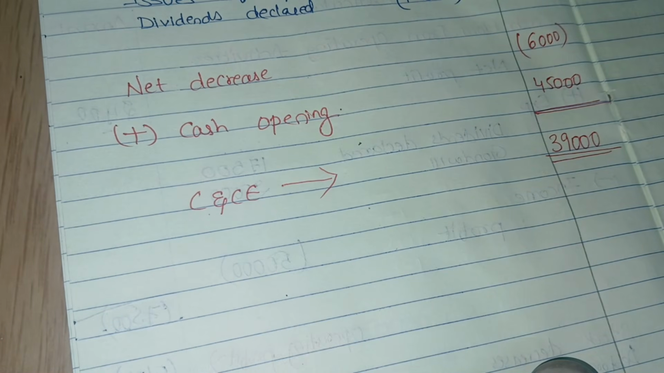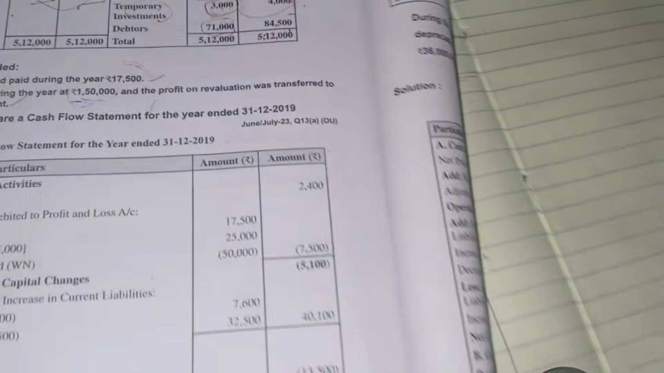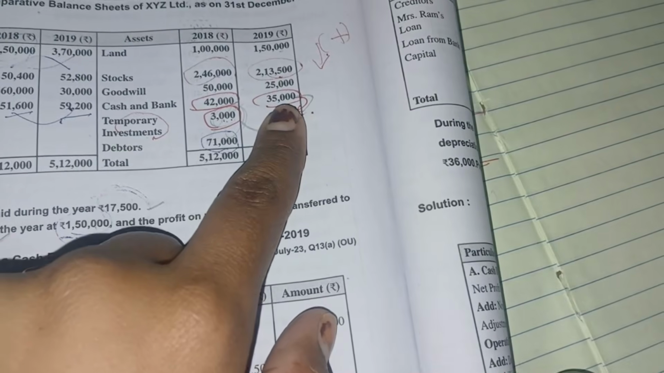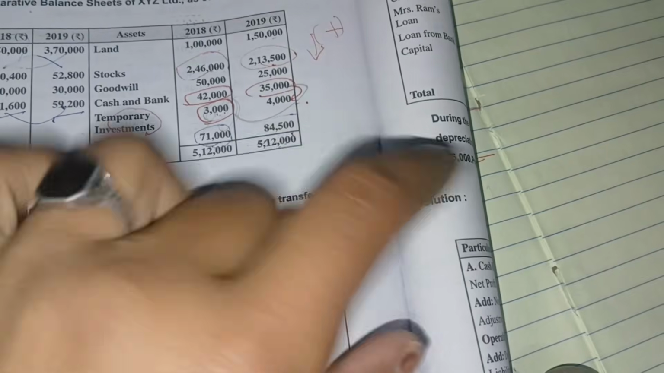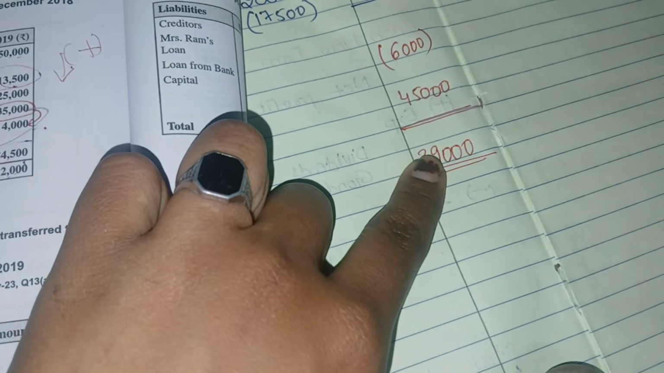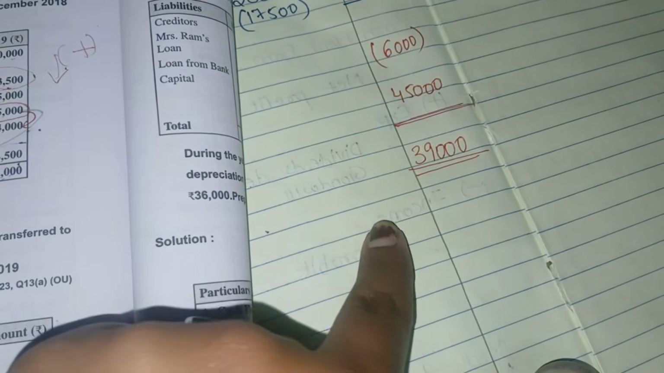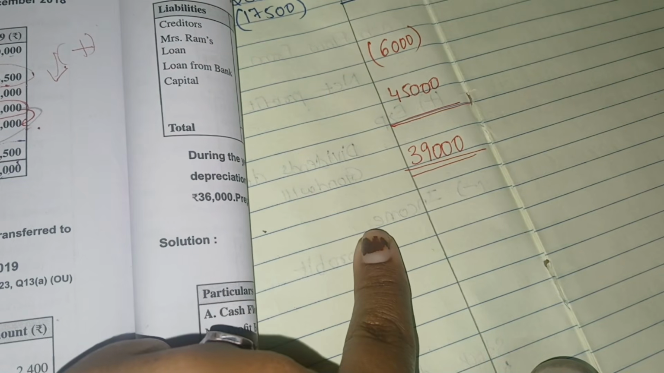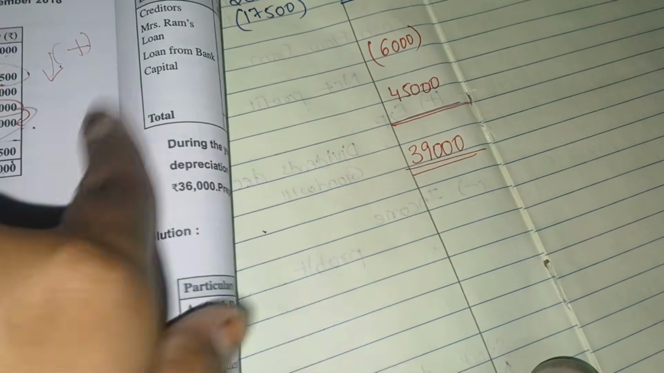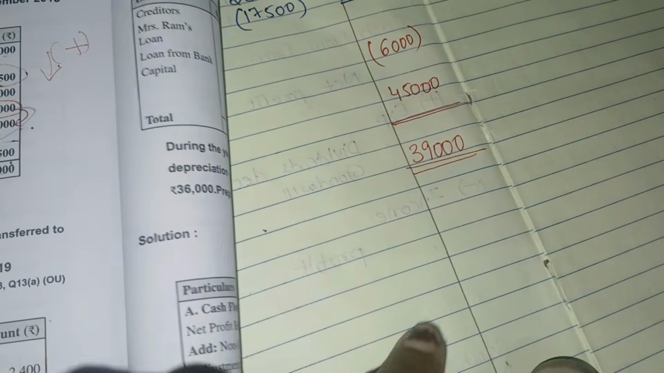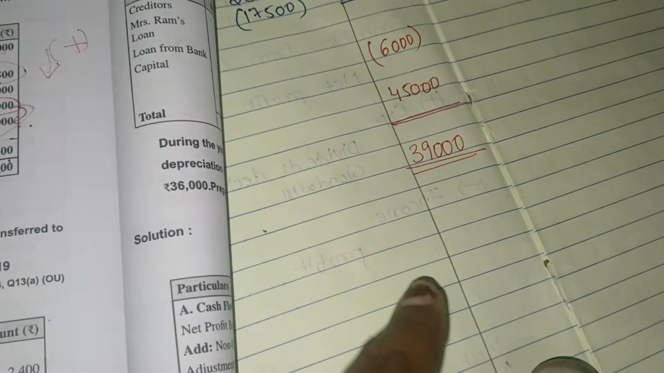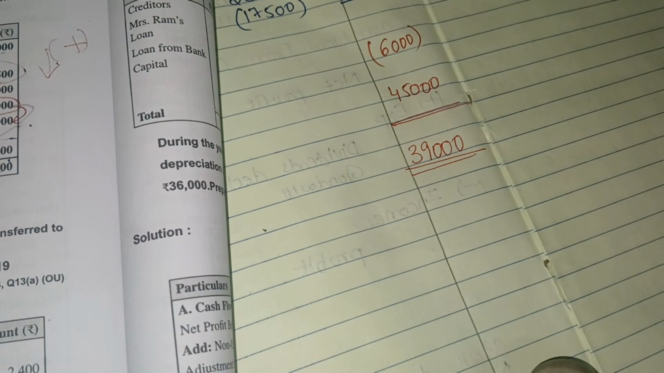So how do we get to know whether our question is done correctly or not? What is the closing cash? 35,000 plus 4,000, 39,000. How much are we getting? 39,000. Like this, the closing cash in the question and the last cash value in your solution should match. When both are matching, only then have you done the answer the correct way. So this is the only thing you need to remember.